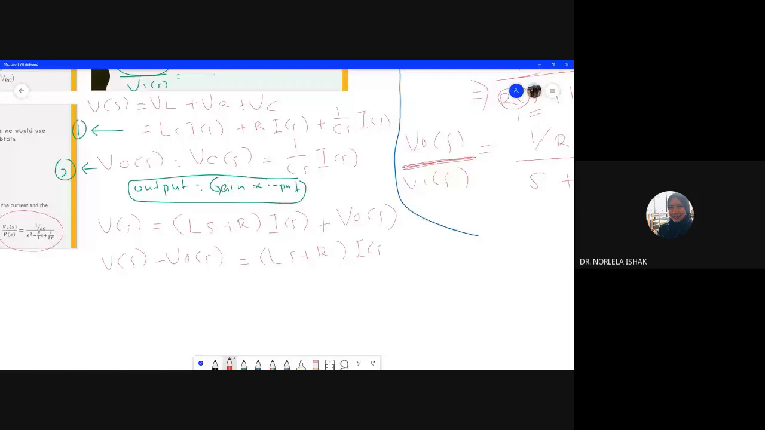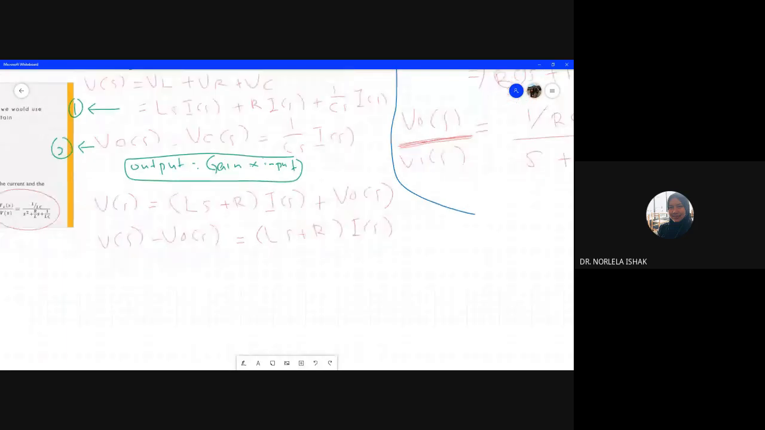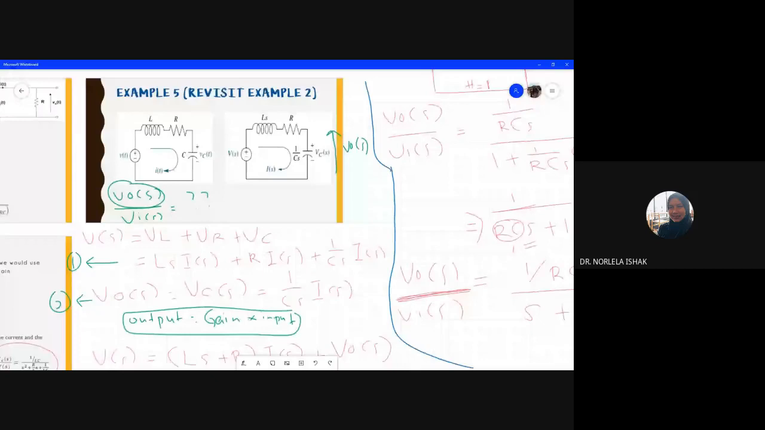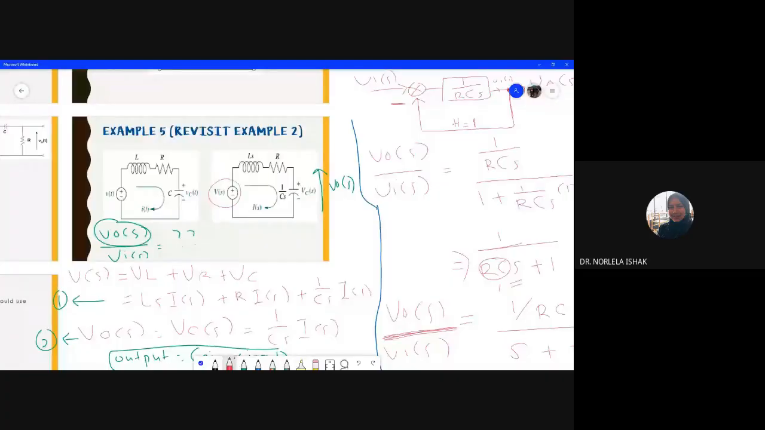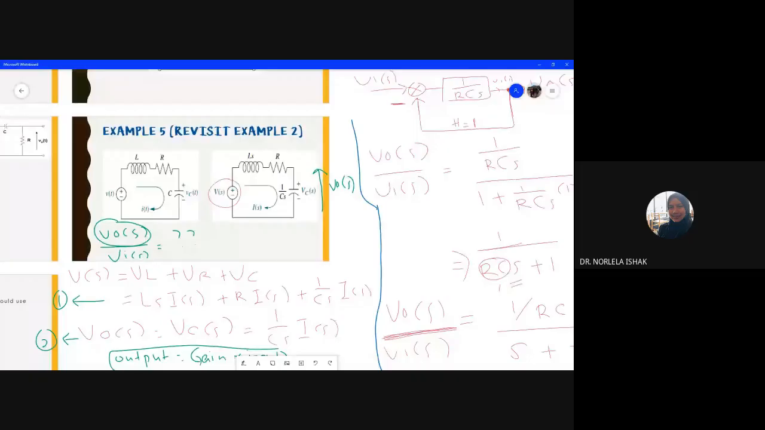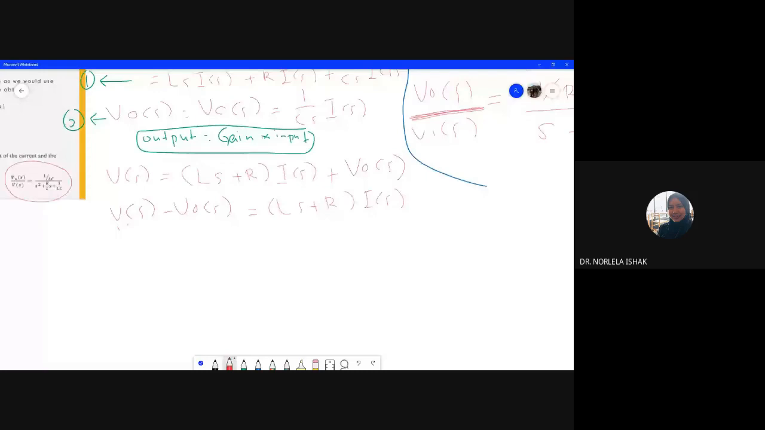Okay, so which one is our input from this equation? Because you still remember which is our input? Our input from that circuit is VS. Okay, VS is our input, and of course this is our input and this is our second input.